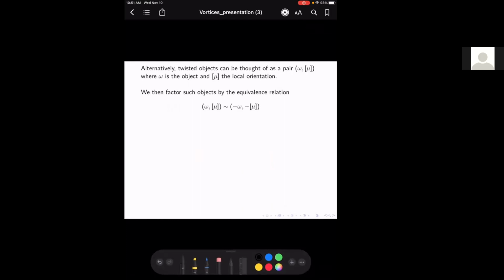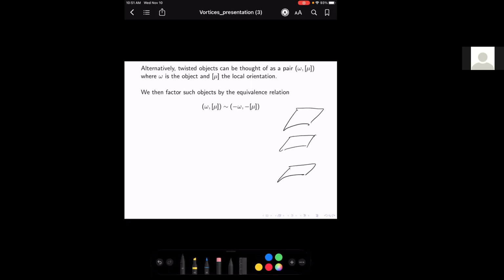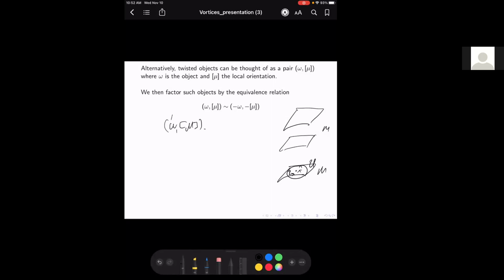Now the question is, how do we interpret these objects on M? Well, on M, we can think of them the following way. If we have some neighborhood U of the point x, then once we set orientation on this neighborhood U, our twisted objects become regular objects for the following reason. We may think of them as pairs omega mu on M, where omega is the object and mu is the local orientation. Now we factor those objects by the equivalence relation, whereas omega mu is equivalent to minus omega and minus mu.